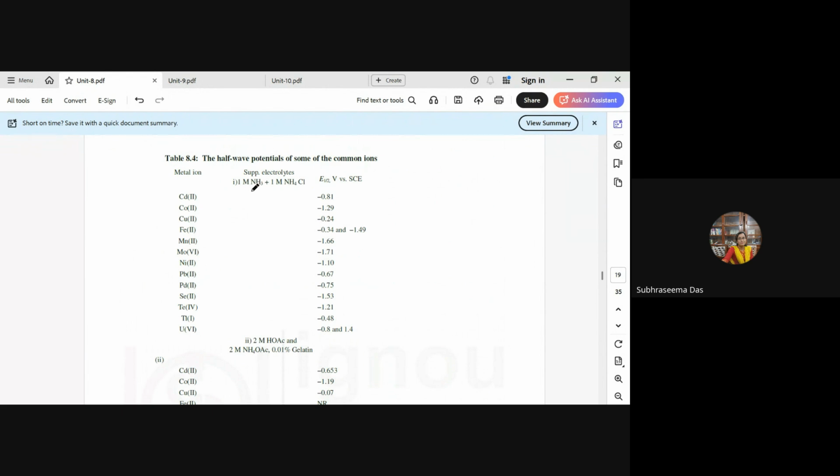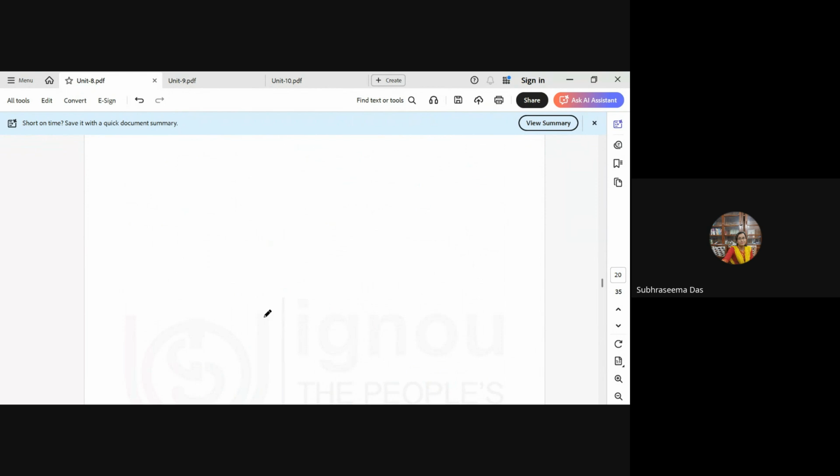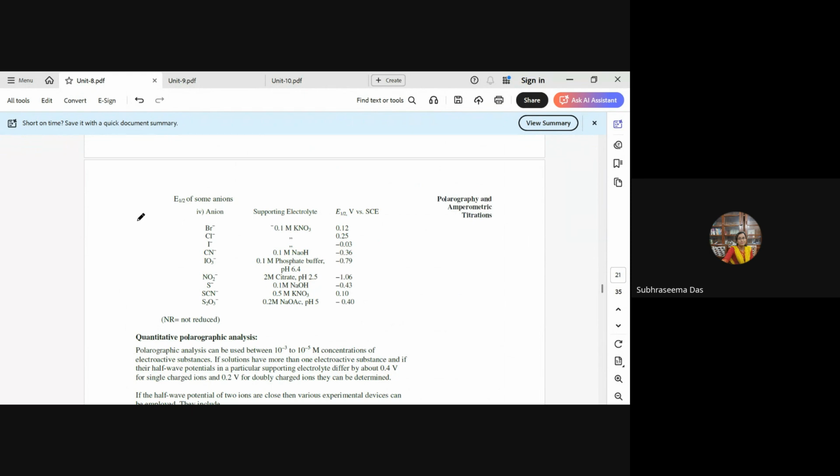If the supporting electrolyte is 1 molar NH3 plus 1 molar HCl, then the E half for different ions such as cadmium 2 plus, cobalt 2 plus, copper 2 plus has been shown here. In table 2, for 2 molar acetic acid and 2 molar ammonium acetate, the values have been shown. These are the various E half potentials. Here in this table, we can see the E half of some common anions that has been recorded.